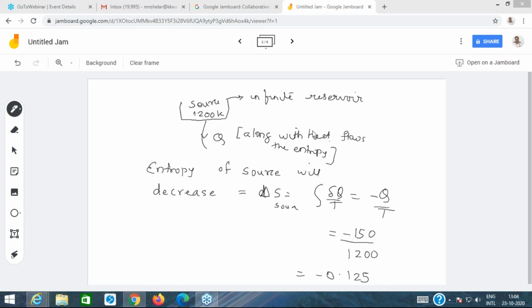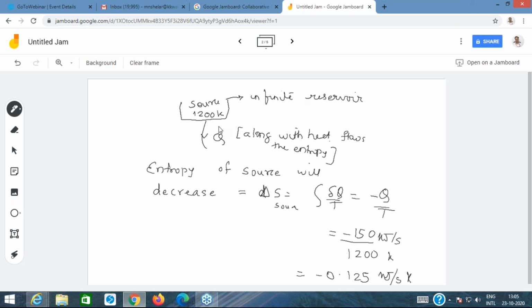Look at the units of heat. This unit is kilojoules per second, and this unit is Kelvin. So the unit would be kilojoules per second Kelvin. Neha, look at my unit. It is kilojoules per second Kelvin. Look at the unit of heat transfer. It is the rate of heat transfer, not simply heat.